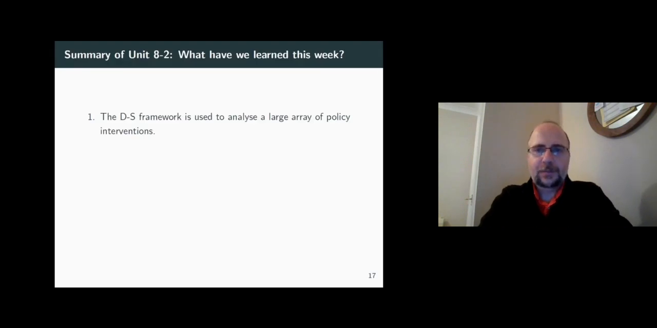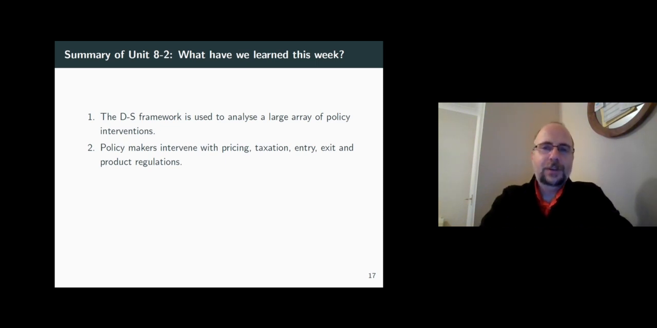It turns out the demand and supply framework can be used to analyze any policy intervention, from price floors to price ceilings, from quantity regulations to quotas, from taxation to subsidies. All these types of interventions can be analyzed by the simple framework we discussed in the last 2 weeks.